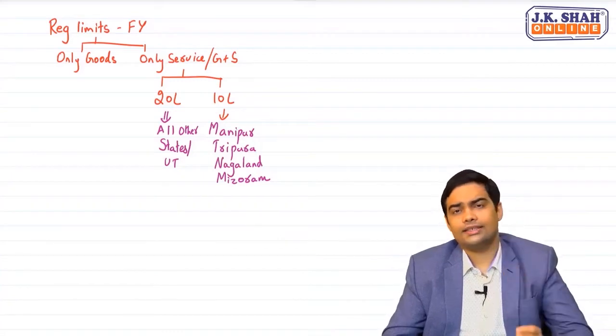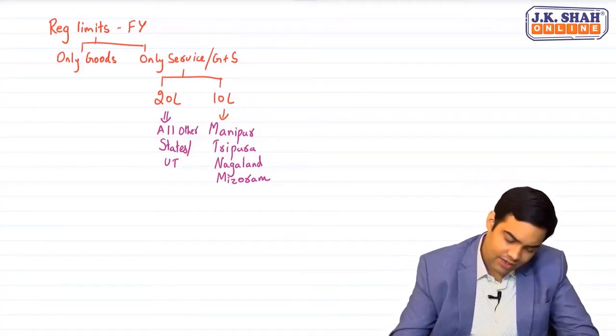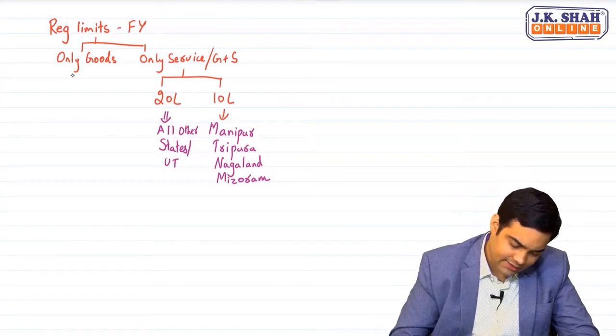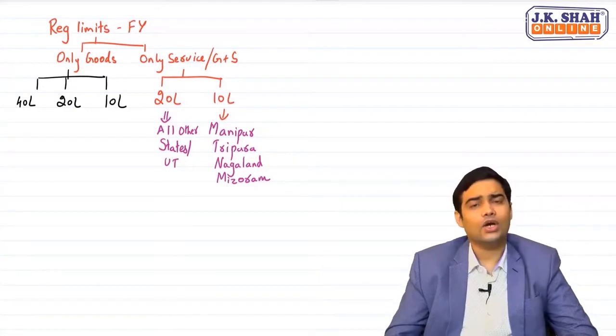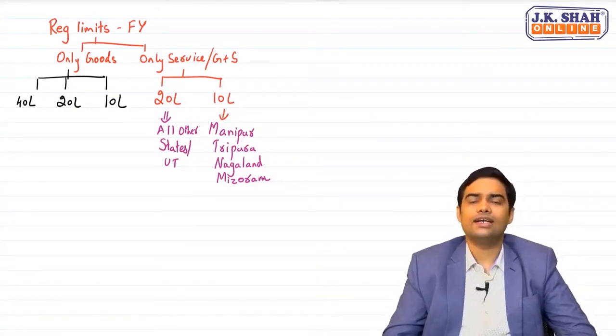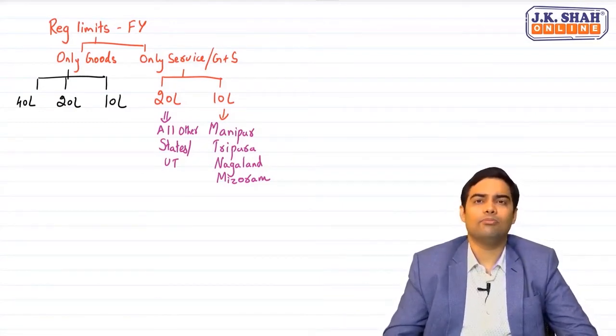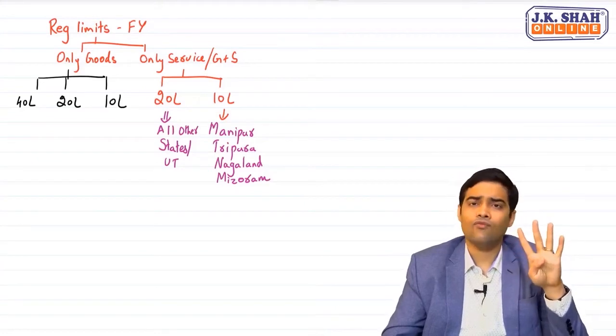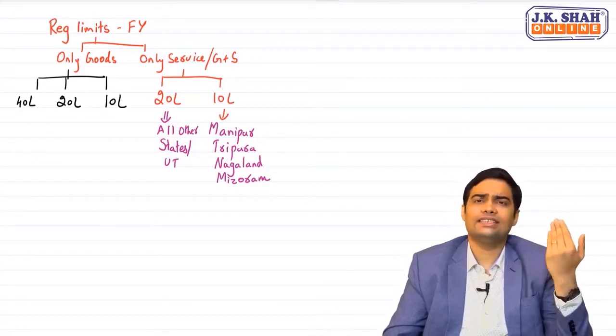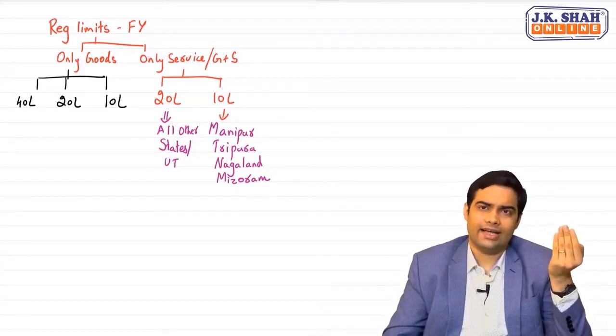Talking about supply of only goods. If I only supply goods, in that case, 3 limits are there. One is 40 lakh, one is 20 lakh, and last one is 10. So, government has given a benefit. If a person is only supplying goods, then he can enjoy a higher registration limit of 40 lakh. But not every state agreed to this 40 lakh thing.